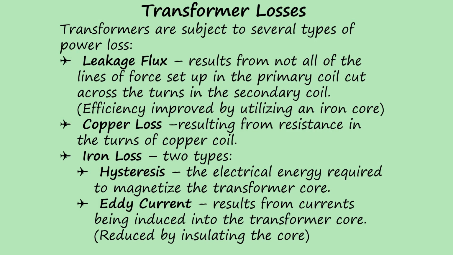Transformers are subject to several types of power loss. Leakage flux results from not all of the lines of force set up in the primary coil cutting across the turns in the secondary coil. Efficiency is improved by utilizing an iron core. Copper loss results from resistance in the turns of copper coil. Iron loss has two types: hysteresis, the electrical energy required to magnetize the transformer core, and eddy current, which results from currents being induced into the transformer core, reduced by insulating the core.